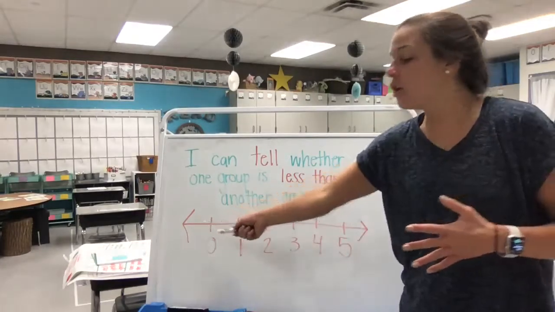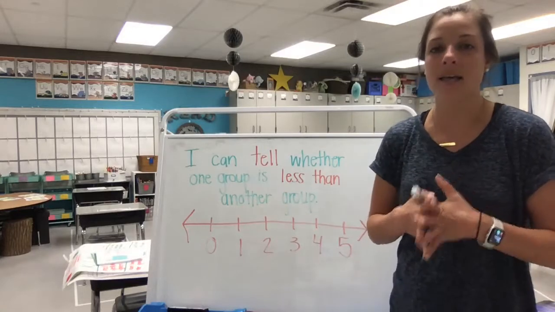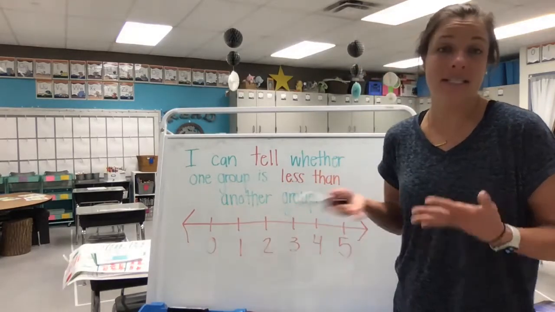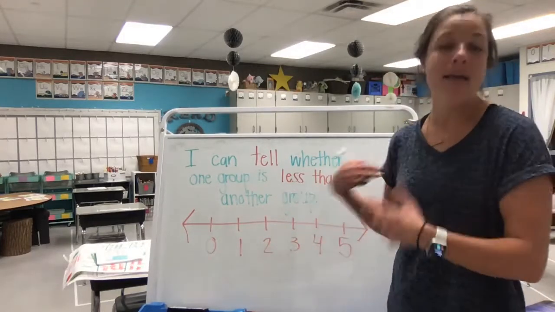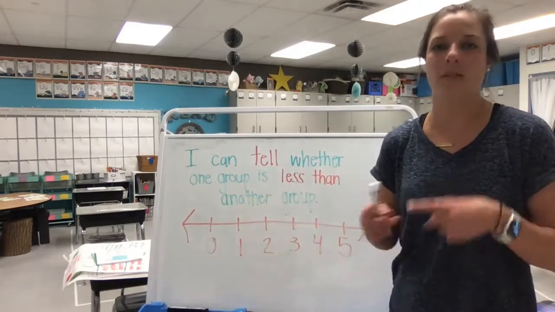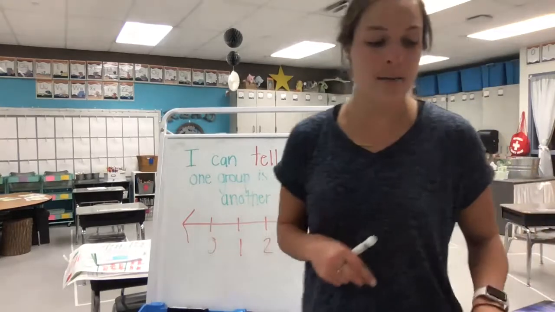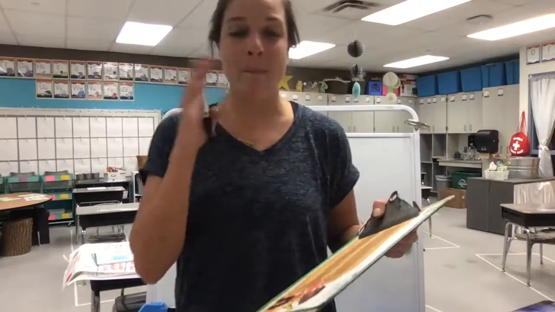So I have our number line up here in order that shows us and reminds us what numbers we say in order, in sequence. So we have 0, 1, 2, 3, 4, 5, and so on. But we've been working with these numbers, so these are the numbers I'm going to leave up here to help us with our activity today. Okay, so we're going to know how to compare by saying less than as our math terms.